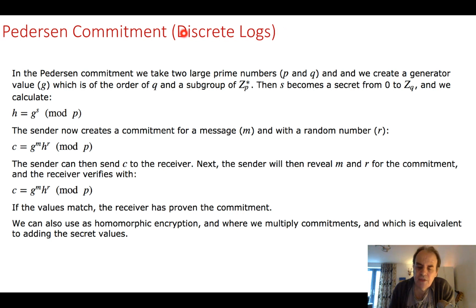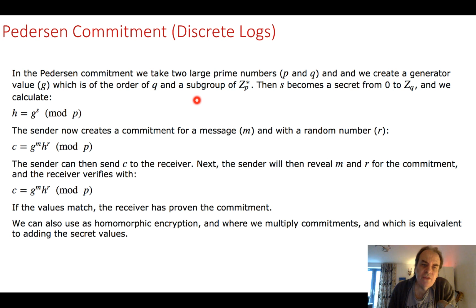So one way we can do this is with discrete logarithms. And with these discrete logarithms, what we do is we take two prime numbers, large prime numbers hopefully, P and Q. And then we create a generator value, and we make sure that the generator value will give us unique outputs for every value up to the value of Q. Then what we do is we create a secret value, S, a random secret between 0 and Q. And then we calculate an H value, which is G to the power of S mod P.